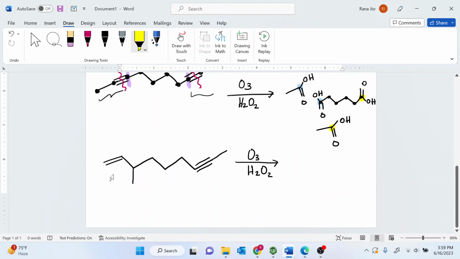Here I have a system of an alkene and an alkyne. Ozone in the presence of peroxide will cleave both. This is a strong oxidizing agent. So the alkene, since it has 2 hydrogens in there, each hydrogen will turn into an OH. So each hydrogen over here turns into an OH, and you're going to get a carbonic acid, and that carbonic acid will turn into carbon dioxide and water. So I'm going to end up having these 3 fragments.